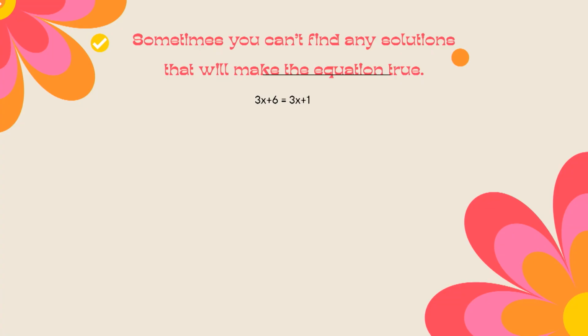Sometimes you can't find any solutions that will make the equations true. Let's look at this. I have 3x plus 6 equals 3x plus 1. So let's just go ahead and put our like terms together. I'm going to put all of my numbers on the left side and put my variables on the right. So I'm going to subtract 1, and I'm left with 5. 3x plus 5 equals 3x. Now I'm going to subtract and put my variables on the other side.